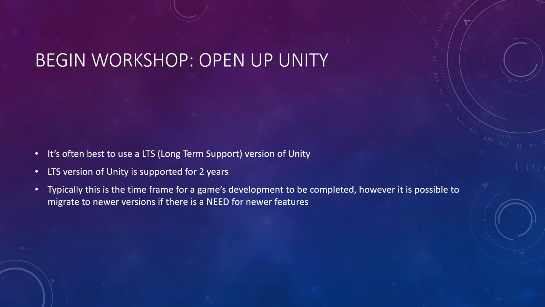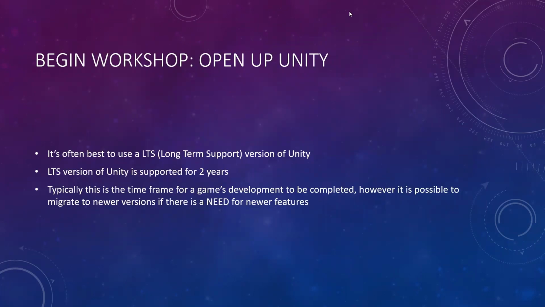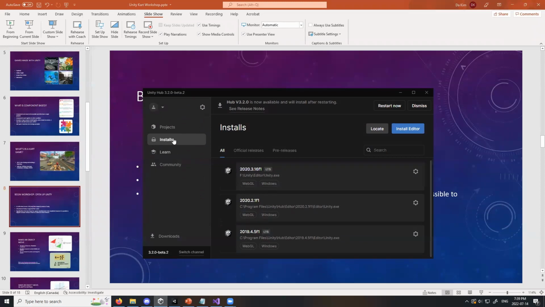So to begin the workshop, let's open up Unity. Or I guess now we start with Unity Hub. I'm just going to exit this, open up Unity Hub, and hopefully we all have it installed. I recommend always installing the long-term support version unless there's an experimental feature you'd like to try out.